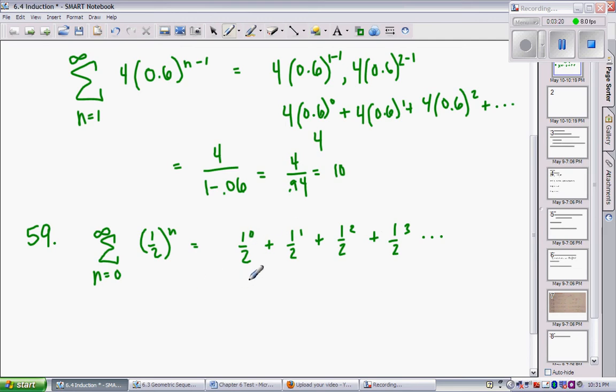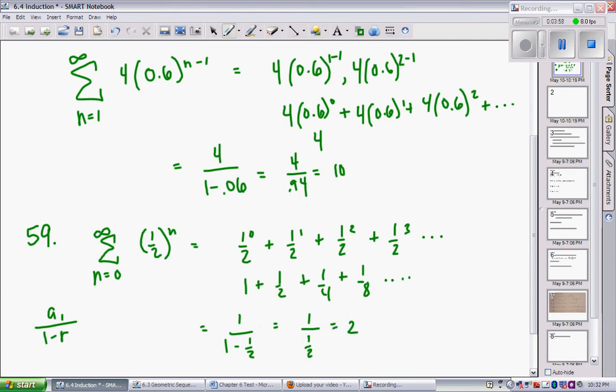Okay, well, this is going to be 1. So my a sub 1 is 1 plus 1/2 plus 1/4 plus 1/8, and so on. And what my formula, again, is a sub 1 over 1 minus r. It's kind of an easy formula to remember, you guys. So a sub 1 is 1 over 1 minus my ratio. Well, my ratio, what am I multiplying by each time here? I'm multiplying by 1/2. So I'm going to have 1 over 1/2, which is equal to 2. And that's my answer.